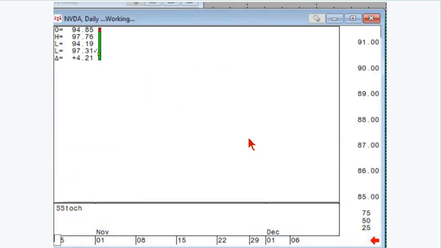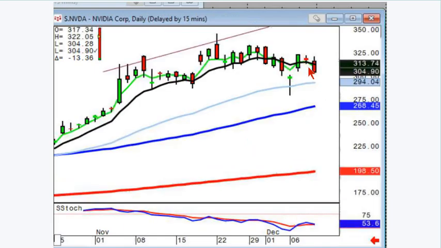NVIDIA actually closed lower than the T line. If you were long this one, you close it out. It's not working. Yeah, the MACD again is a lagging indicator. I don't use it. I use more of the T line.